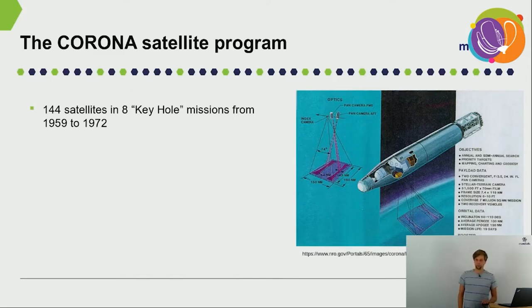The entire program consisted of 144 satellites in 8 keyhole missions. Now, this is, of course, a lot of satellites, but the mission duration of a single satellite was rather low because the satellite operated with 2 panoramic cameras that were operated with a physical film. And once the film was used up, there was no use for the satellite mission any further.